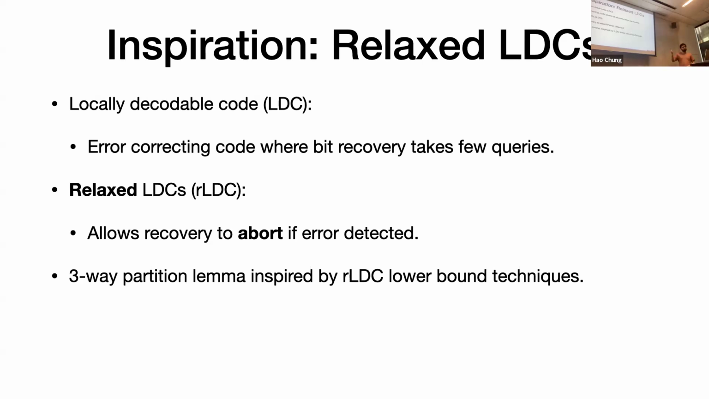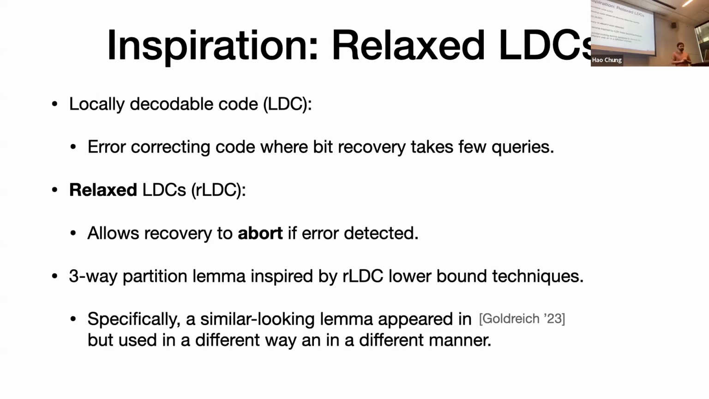And this three-way partition argument we had into light, medium, and heavy is really inspired by lower bound techniques for relaxed locally decodable codes. Specifically, a similar version of this heavy, medium, light decomposition showed up in a paper of Oded Goldreich, but it was used in a little bit of a different way. But a similar moral idea of introducing a medium set to get things to work.